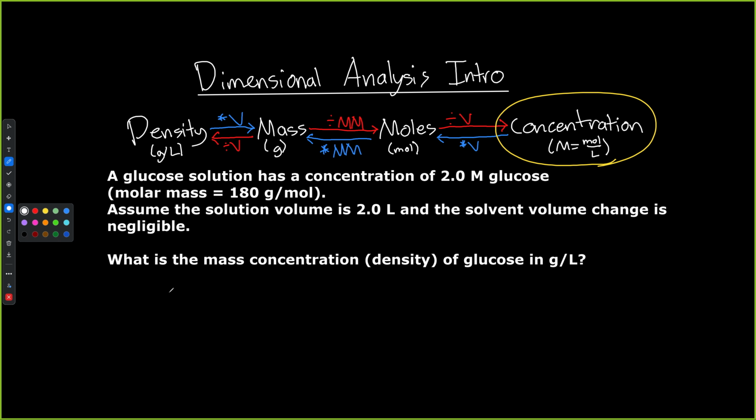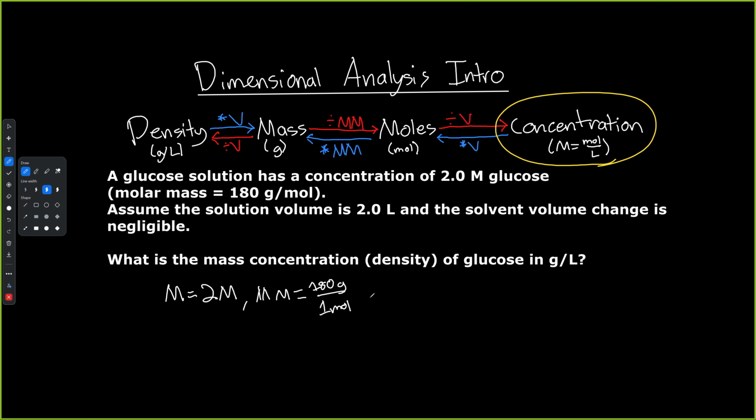Just to write this out, our concentration is equal to 2 molar. It has a molar mass of 180 grams per mole. A molar mass of 180 grams in every 1 mole. Like I said, if you just write it out physically like that, that might help you actually see the units more easily to know how to cancel them out. And then assume the volume is 2 liters and it doesn't change. That's great, whatever. And they are asking for density.